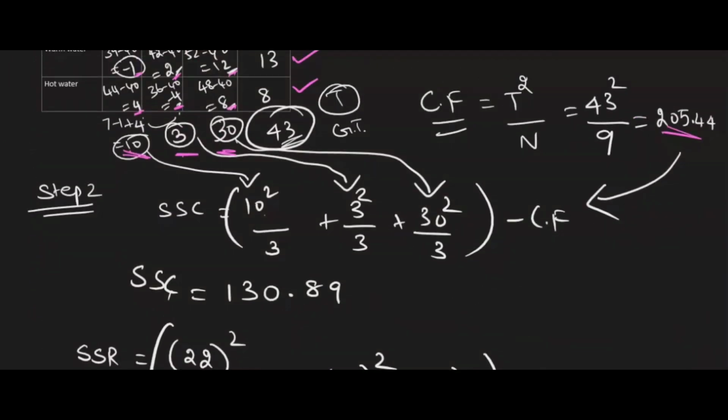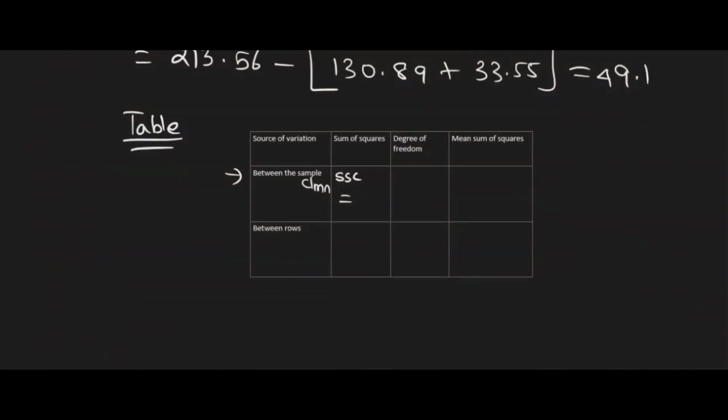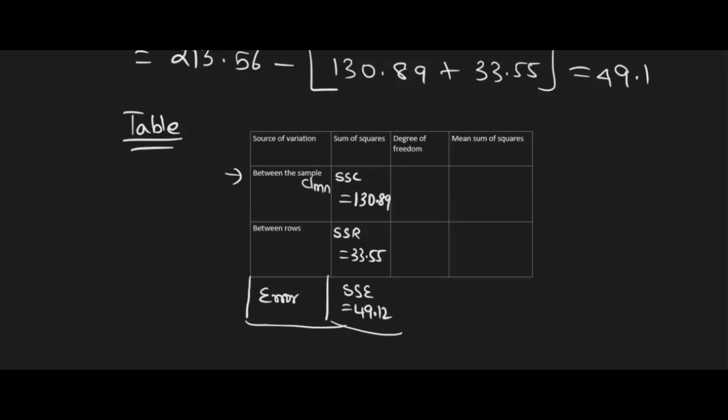SSC we have calculated here: 130.89. We are just going to write down the values, 130.89, and between this row is SSR, which is 33.55. This we have calculated, and your residual or the error, that is SSE, we are adding it, which is nothing but 49.12. So now we have one more value added because of the two-way ANOVA, one for the column, one for the row.